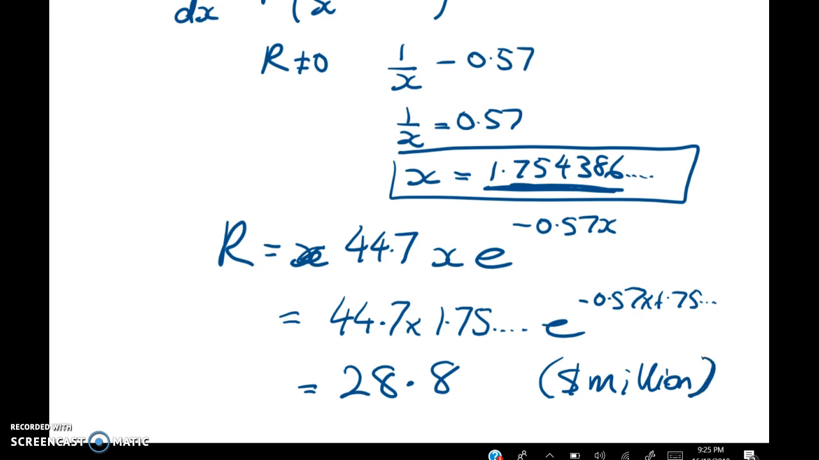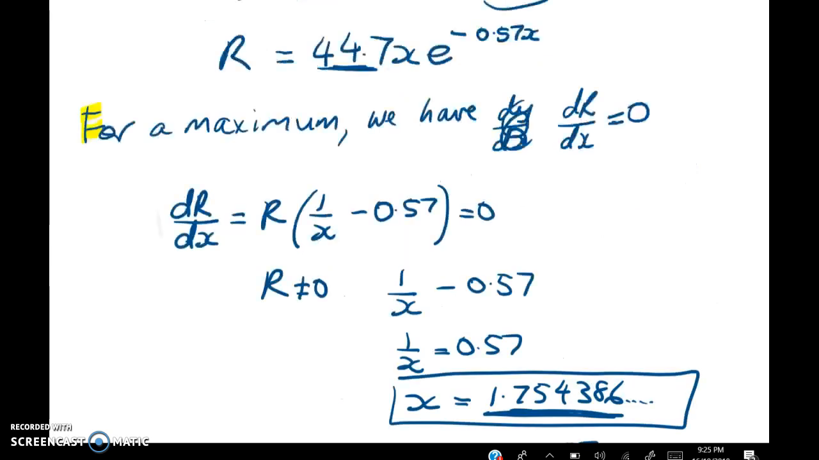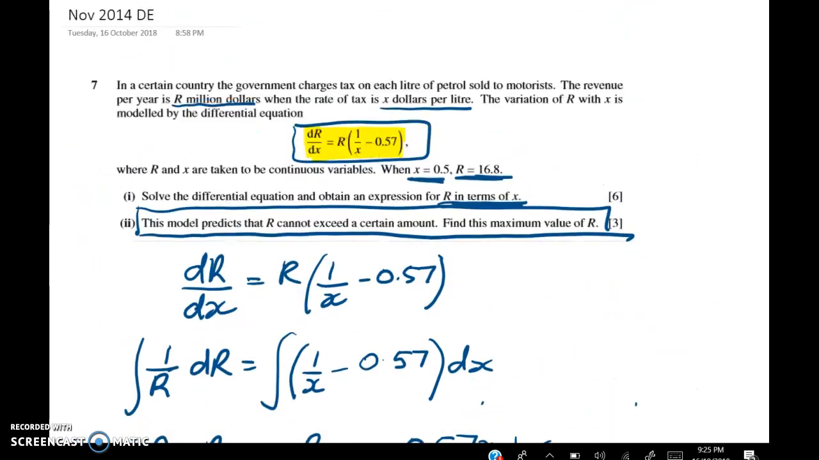Okay, so a really nice, slightly different differential equations question. And we've seen a little bit where the question does ask me to find a limiting value. Make sure that you're comfortable with what we did here. We found a maximum value by thinking about when there was no more growth in revenue. So we just solved for the derivative being equal to 0.